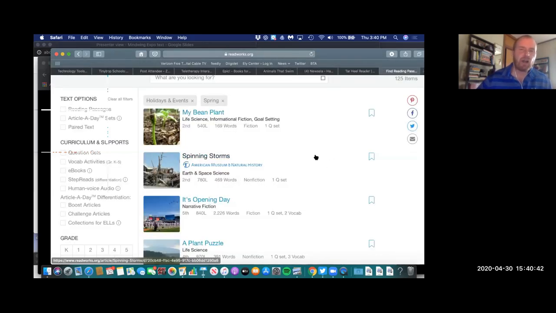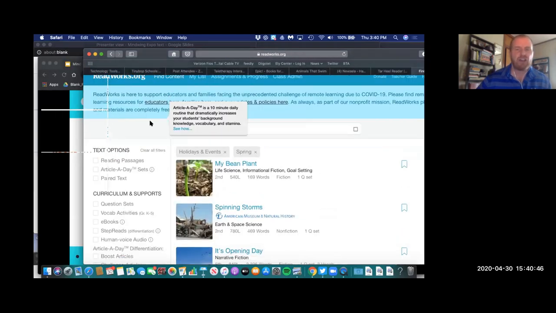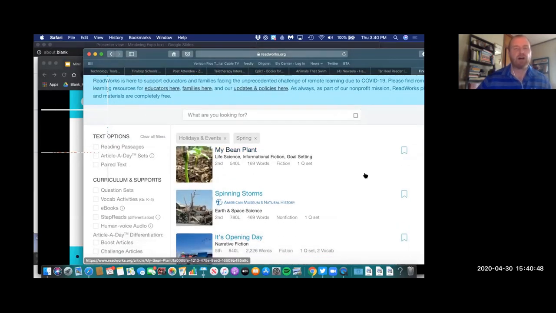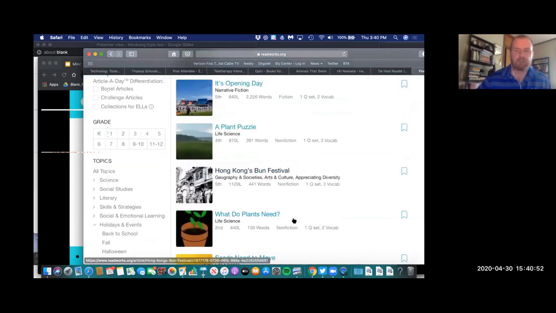And this is ReadWorks. ReadWorks is also free for educators, and similar to Newsela, just has tons of examples of expository articles. So those are some e-text things.